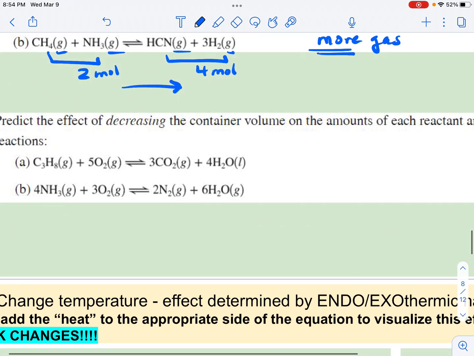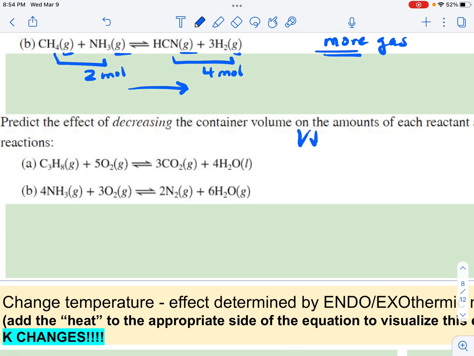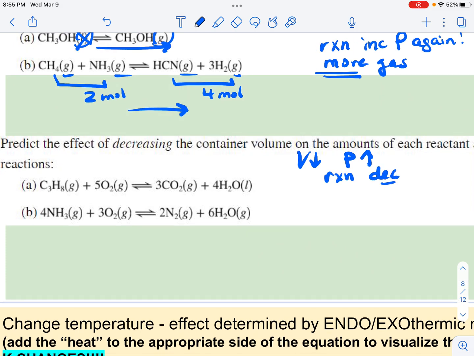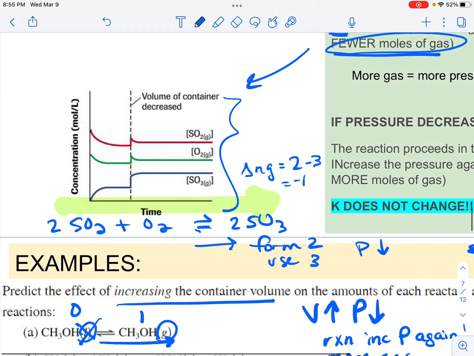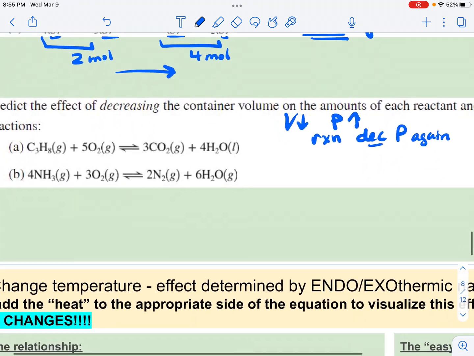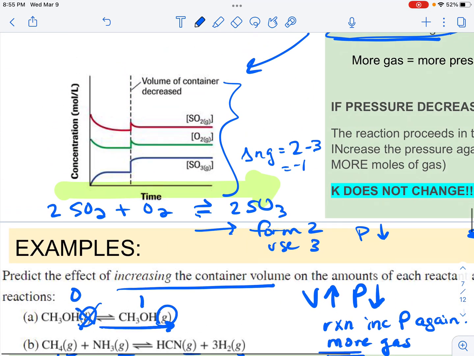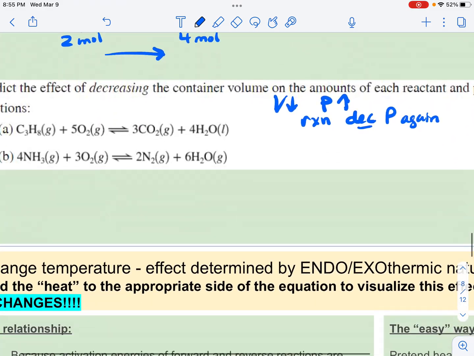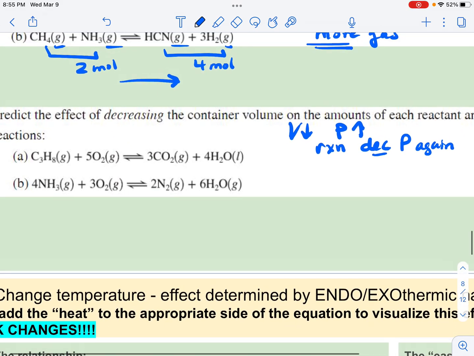Let's do some decreasing ones. If I decrease the volume, that means the pressure inside goes up, which means the reaction needs to decrease the pressure again. It needs to take it back to normal, back to where it was. And it may not decrease completely. Notice in my graph up here, the increase or decrease doesn't take it back necessarily to where they were. You have to kind of picture that, okay? And we're going to increase something that might not have been increased before. But we want to try to decrease the pressure again.